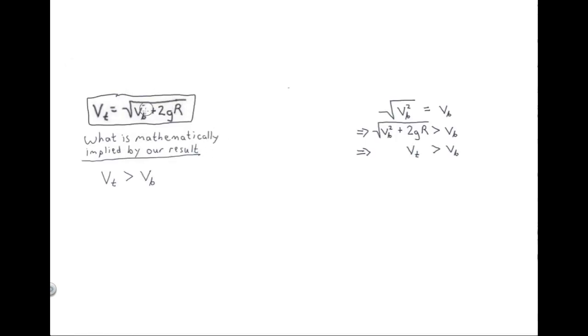What about our result for v_t? Does this result make sense? Well, our result for v_t mathematically implies that v_t is greater than v_b. Here is a proof that our result for v_t mathematically implies that v_t is greater than v_b. Now, does it make sense that v_t is greater than v_b? Does it make sense that the pilot's speed at the top of the circle is greater than the speed at the bottom of the circle?